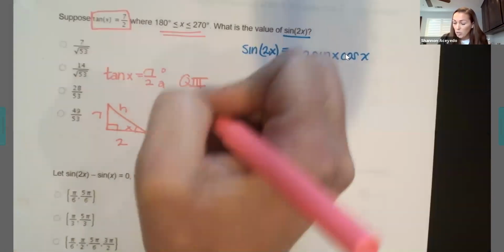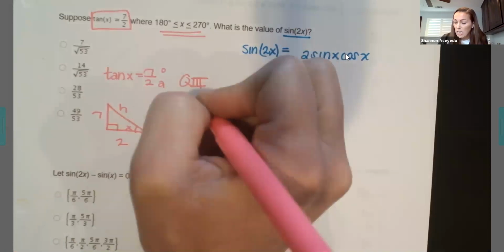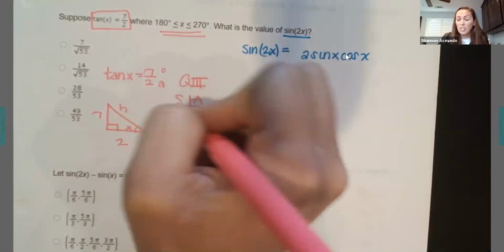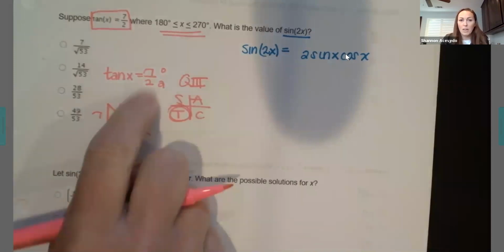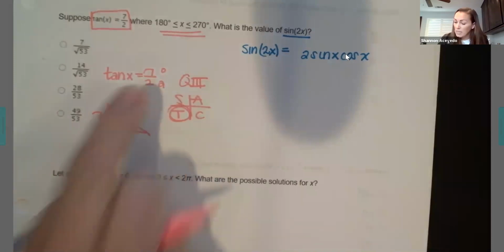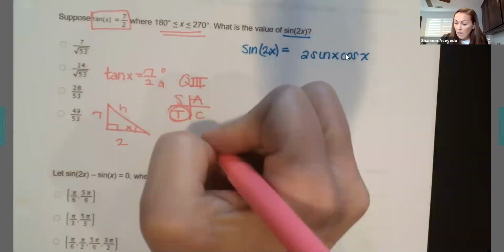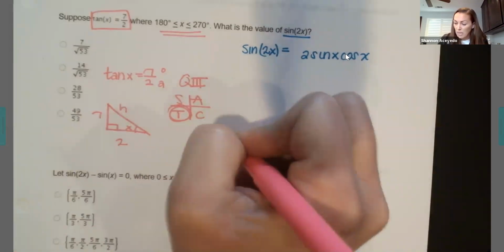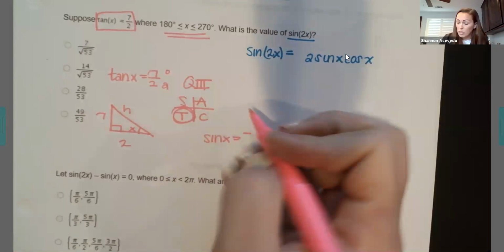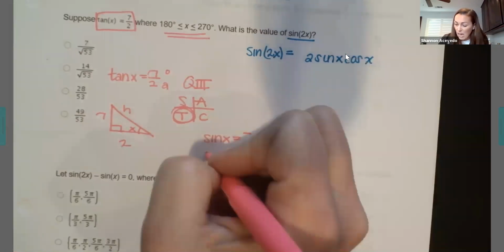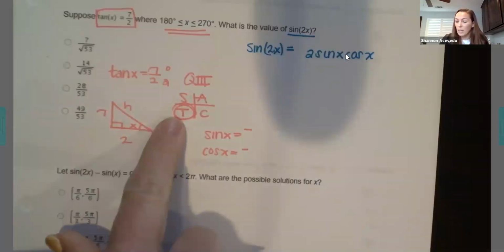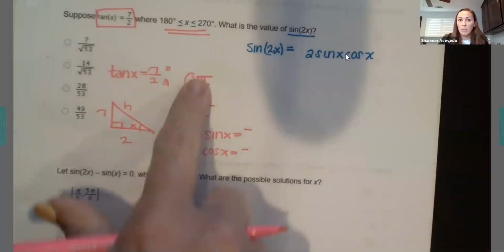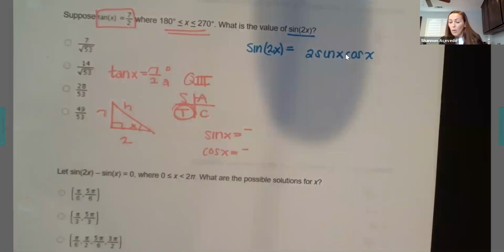If I'm in quadrant 3, all students take calculus. Then tangent is the only one that's positive. And we can see that tangent was a positive number here. That means when I solve for my sine of x, I know it has to be a negative. And when I solve for this cosine of x, I know it has to be a negative as well, because I'm in quadrant 3, and that's what this is telling me.